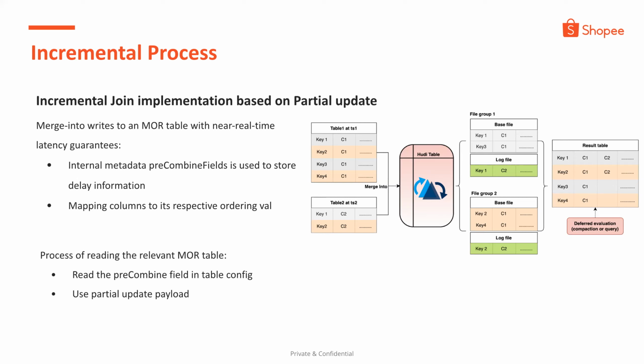Hudi's incoming data is implemented as a payload. There can be only partial columns of the table in a payload. By leveraging the merge API of the payload, we implement a new partial payload. The payload for the incremental data is written to the log file, and the wide table used by the user is then generated in subsequent merges.